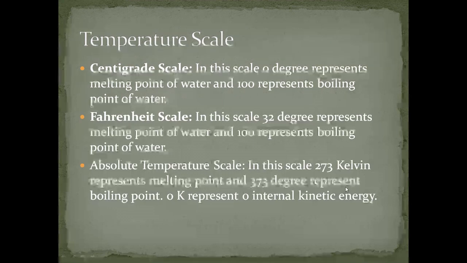The interesting property of absolute temperature is that at 0 Kelvin, the internal kinetic energy is 0. So it is an actual measurement of kinetic energies. Unlike the others, where 0 is not absolute 0, in the absolute temperature scale, 0 Kelvin means absolute 0, that is, 0 kinetic energy. This is very interesting, and in physics we will often use the absolute temperature scale rather than the centigrade or Fahrenheit scale. So it is a very important temperature scale to learn about. I think I made some corrections in the later slides, so let's go to them.